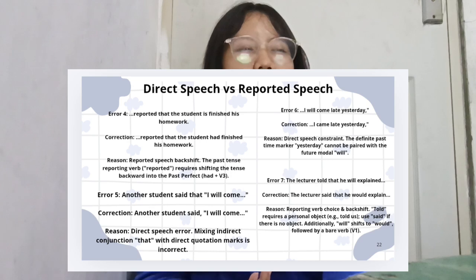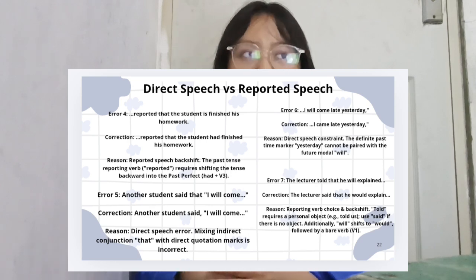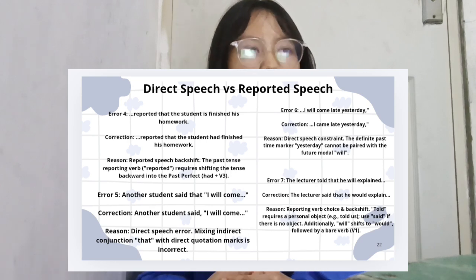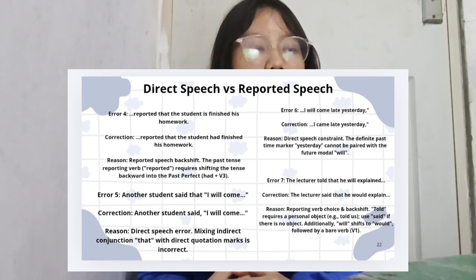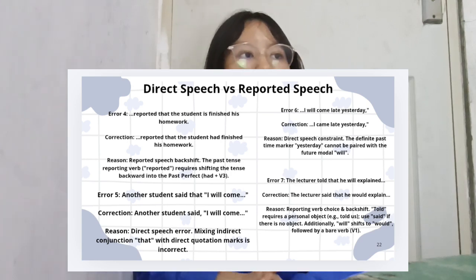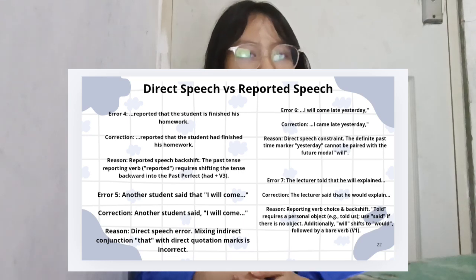Error 6: I will come late yesterday. Correction: I came late yesterday. Reason: Direct speech constraint. The definite past time marker 'yesterday' cannot be paired with the future modal 'will'.